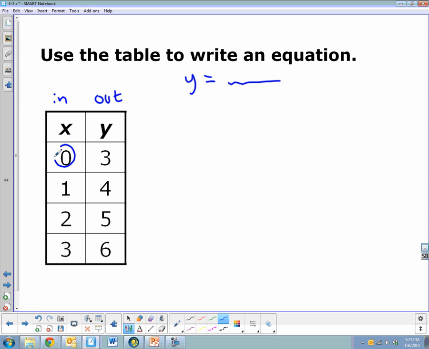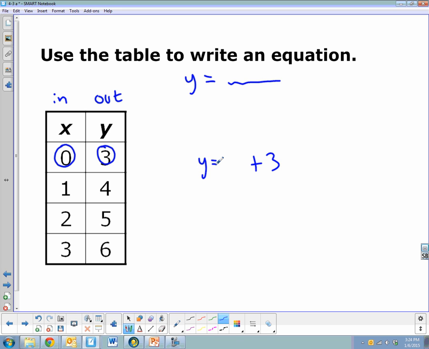0 goes in, 3 comes out. What's the only way to get from 0 to 3? Well, you can't multiply 0 by anything and get 3. So the only way to get from 0 to 3 is by adding 3. So go ahead and put y equals and a plus 3. We know there has to be a plus 3 because 0 plus 3 will give us 3.